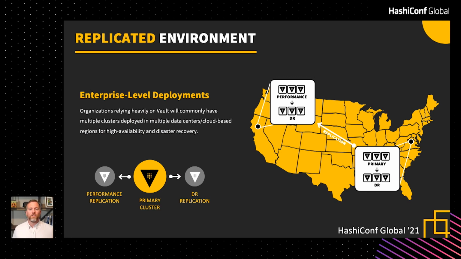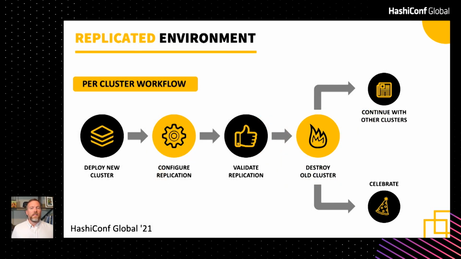A lot of times we're running these across multiple regions, and we have multiple clouds, multiple clusters in each one of those regions, and we've got replication between them. So we've got a primary cluster somewhere in one region, and we're replicating to a performance replica, and we're replicating to a DR replica somewhere. So I put together a quick workflow on how we would migrate this.